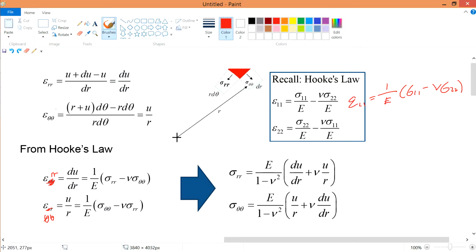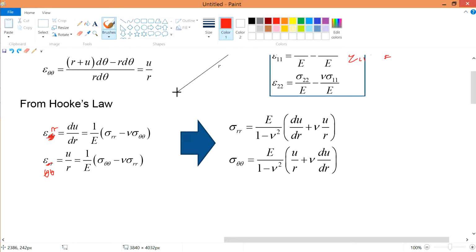Same as for your strain theta theta, which is over here, u over r is equal to this one. You just simply sub in the stuff we studied. So if you have an r over here, this means that sigma r is positive. If you have a theta theta over here, this means that sigma theta theta is positive, and the rest is negative, and that's it. Just for you to take note.